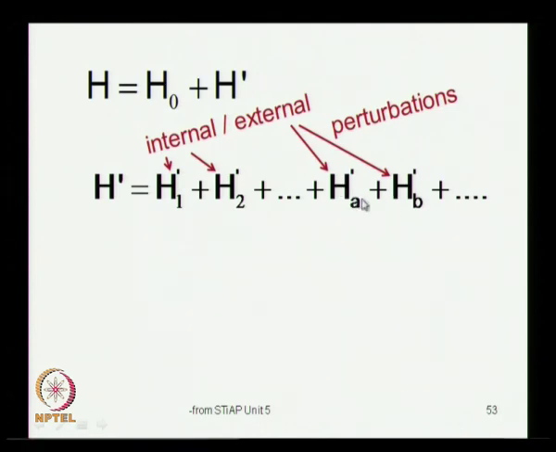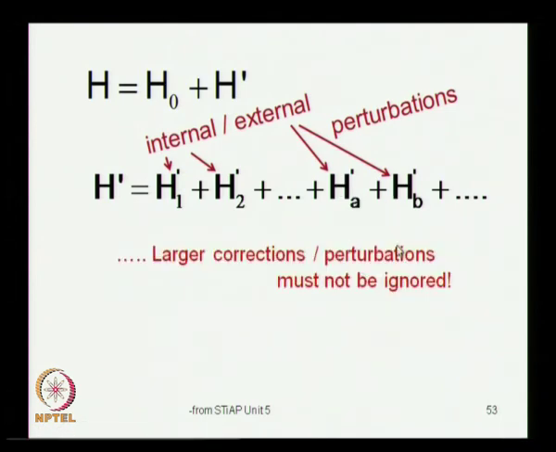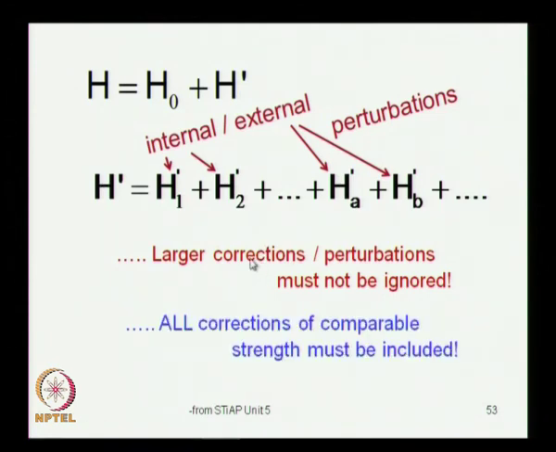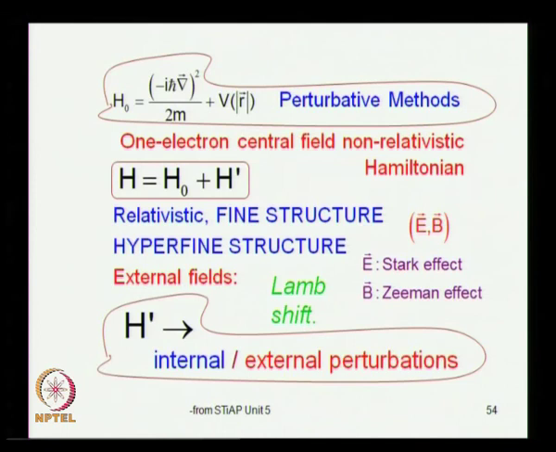But then the external fields, again you can have different kinds, and the important thing in perturbation theory is that larger corrections must be included first, the weaker corrections to be included later, and all corrections which are comparable to each other must be considered together. So these things we discussed in unit 5 as well, and there of course are additional factors. Like I mentioned, you have the hyperfine structure, you also have the Lamb shift, and then you have the Stark effect and the Zeeman effect, which are examples of external perturbations on which you have some control in the laboratory.